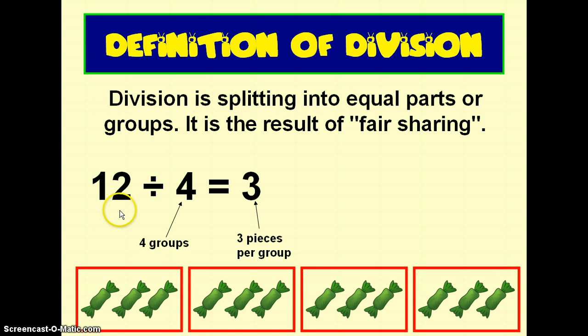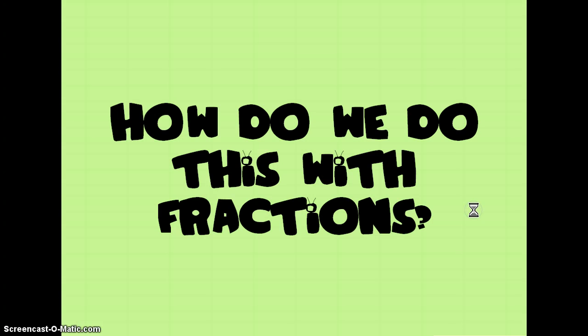So here I've got my 12 candies. I'm dividing it into 4 groups. I get 3 pieces in each group, which can also be written as this: 12 divided by 4 equals 3. Okay, well, how do we do this with fractions?